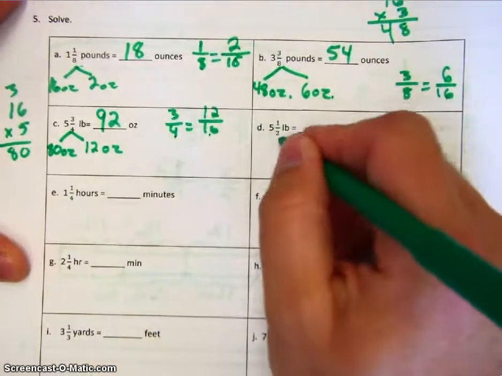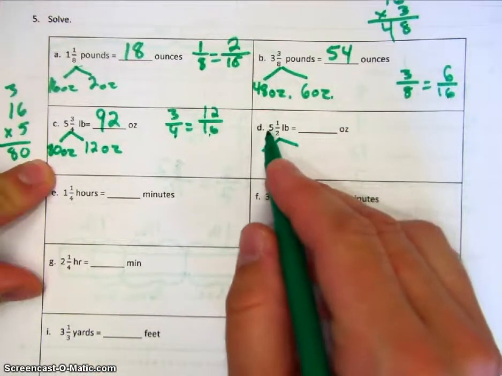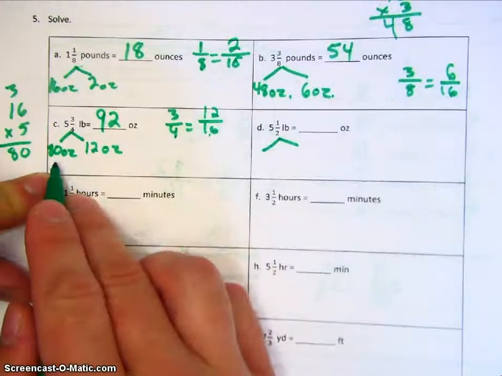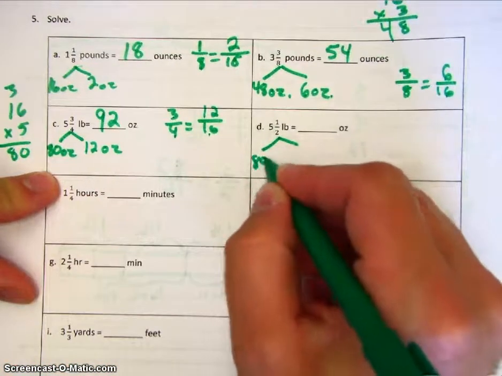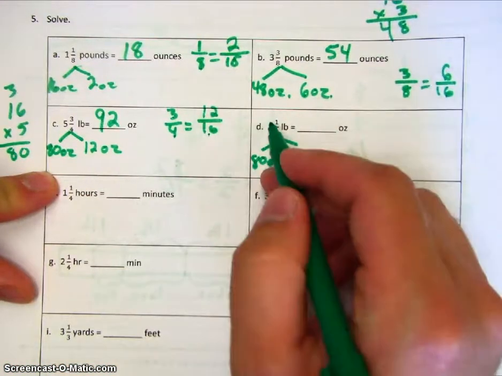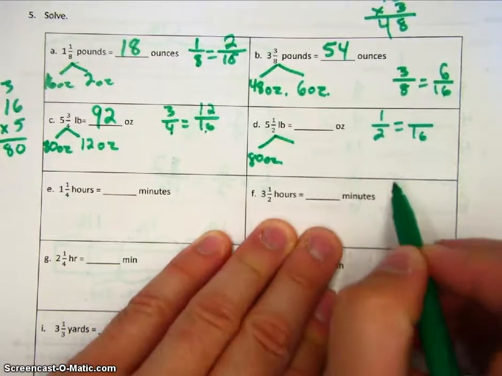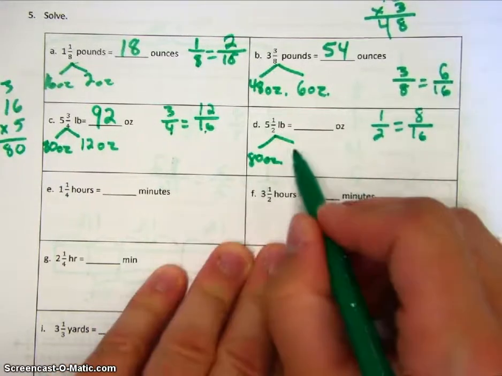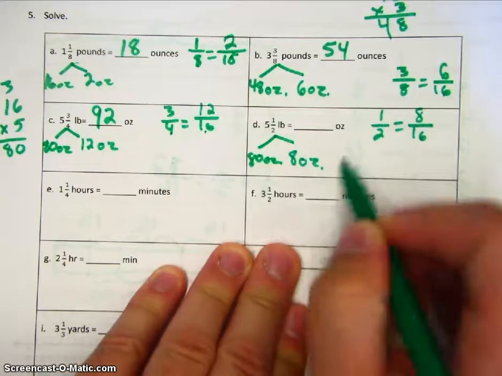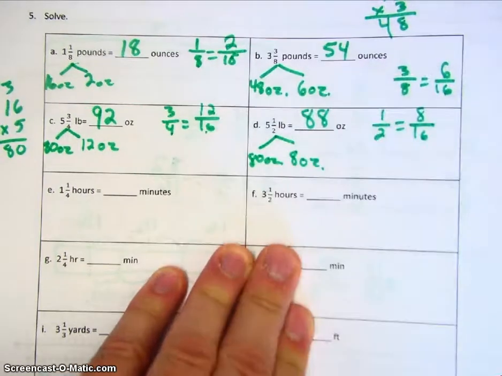Okay. All right, next one. Again, we have our 5 pounds, and we already did that over here in C, so we know that that's 80 ounces. Okay, 1/2 of a pound. So again, we think 1/2 is how many 16ths? Okay, so we can see that that's 8. So now we have 8 ounces. Add those up, we have a total of 88 ounces.